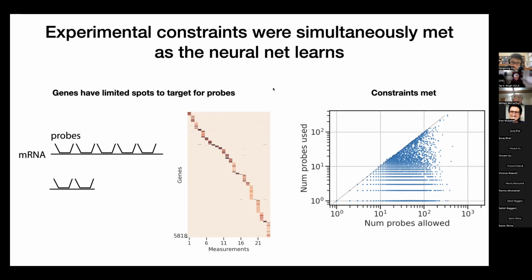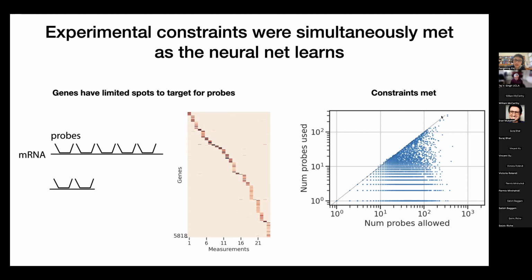But with this neural network framework, we incorporate this constraint into the design, so that once the neural network learns, it simultaneously learns to predict cell types and to meet this gene probe constraint. This plot on the right just shows, for each gene, how many probes it is allowed to have versus how many probes the neural network uses.